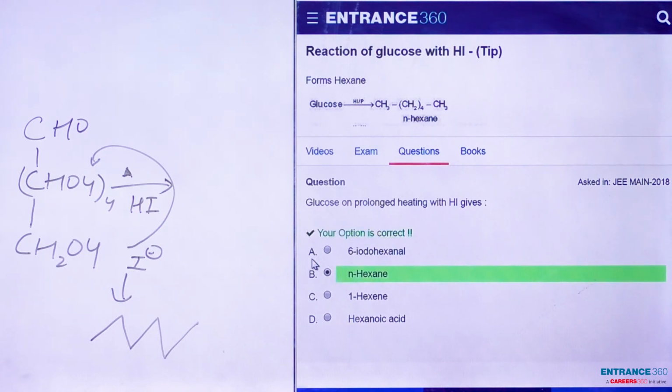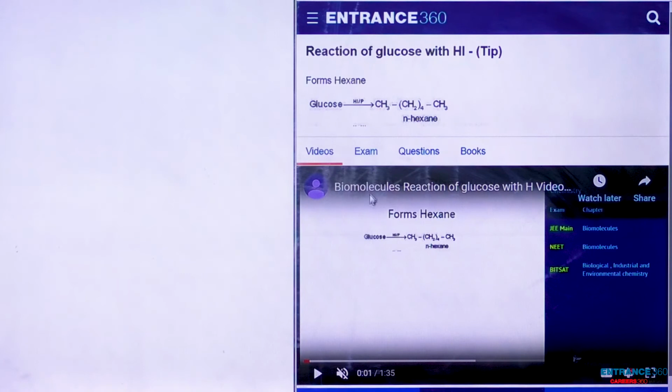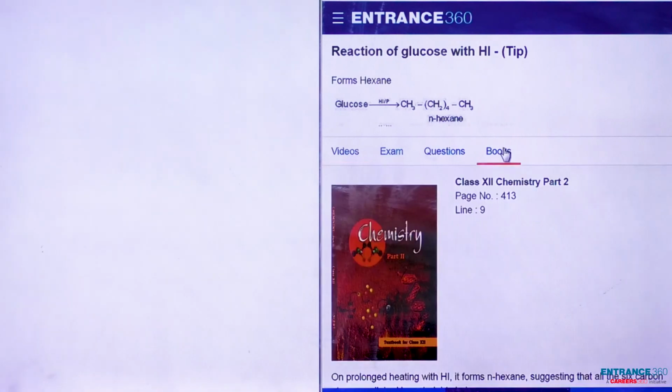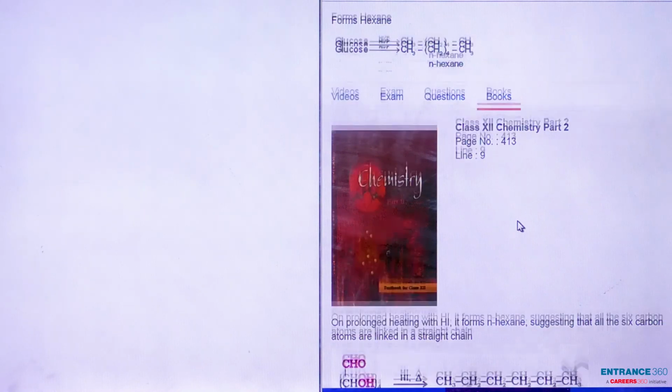If you want to know more about the concept, so you can watch the related video on our website here. And if you want to see the concept in the respective book, so you can look at the chemistry part 2, 12th book, and you will find the respective concept on page number 413, line number 9.